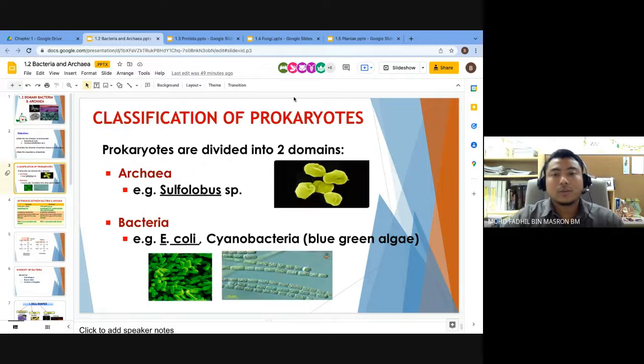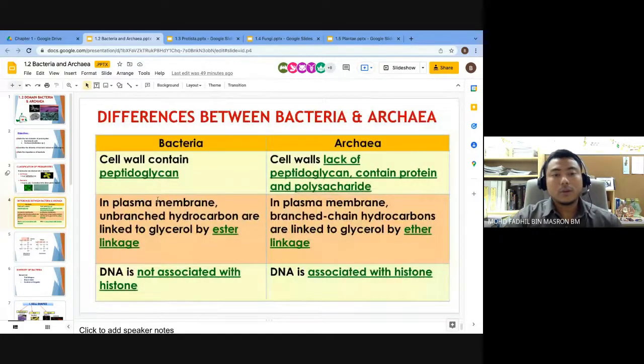Okay, so now we are looking at the classification of prokaryotes. Classification of prokaryotes, kita dah letak dia dekat bawah, two domains. Archaea, for example, the organism is Sulfolobus sp. For bacteria, the example of organism is E. coli. Now we're looking at the differences between bacteria and archaea.